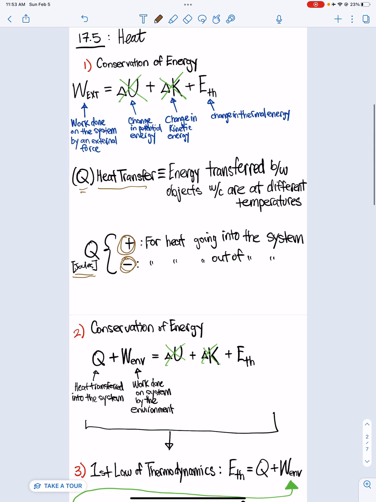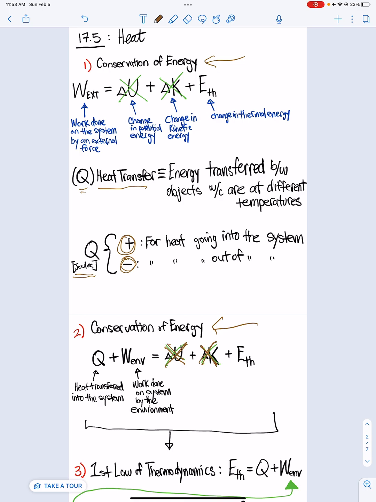So now that we know the term heat transfer, and we're in thermodynamics, obviously, we're going to add that into the conservation of energy in this formula. And what we get is this formula, which is heat transferred into the system plus the work done on the system by the environment is equal to the change in potential energy plus change in kinetic energy plus the change in thermal energy, right? But we don't worry so much about change in potential energy and change in kinetic energy in thermodynamics, so let's just cross these guys out.